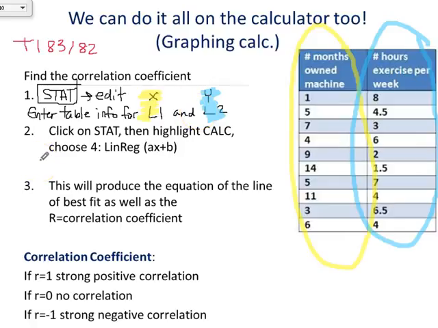Then, once you've got all this information, we're going to calculate the line of best fit. So again, click pause if you need to. I've entered all my information into my list, and now I'm going to calculate the line of best fit. I'm going to let the calculator do it.